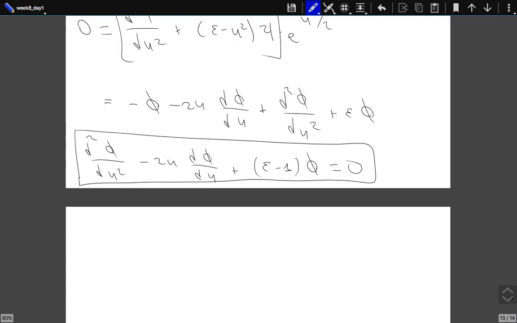Well, let's look for a solution in the form of a polynomial. A Taylor expansion, that's what I will do. Assume, well, you see, this doesn't have any singular points. So it's a nice differential equation. So phi of u is equal to a_n u to the power n.